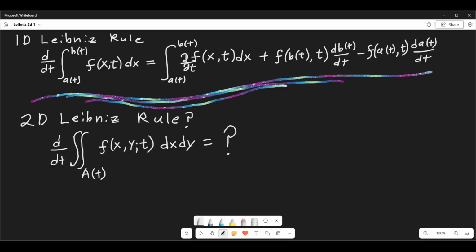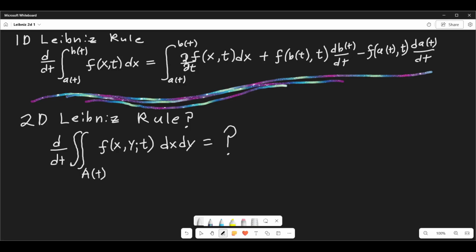So this is the 1D Leibniz case. Again, the derivative of the function with the time-dependent boundaries, partial derivative between the two boundaries, and then the end multiplied by its velocity of the end boundary and the other end boundary.